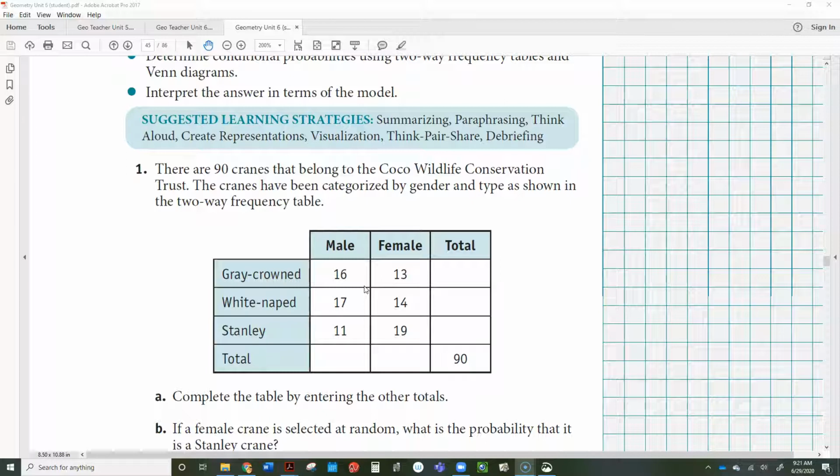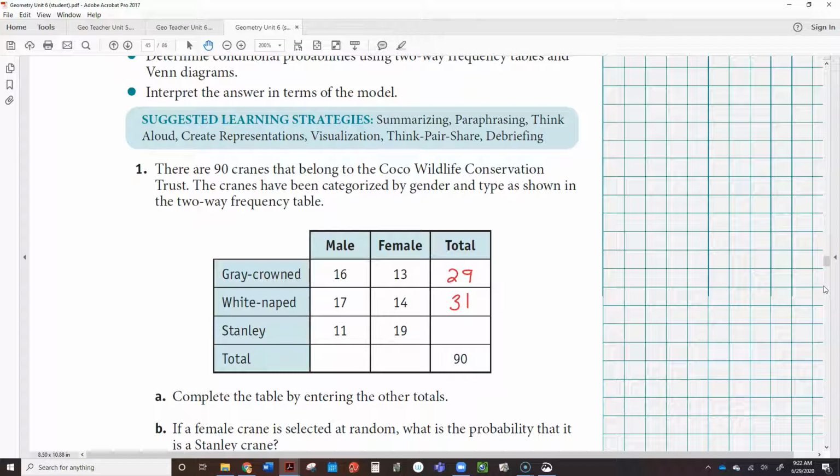So this is just asking us to say, okay, if we've got 16 male gray-crowned cranes and 13 female gray-crowned cranes, that's a tongue twister, how many total gray-crowned cranes do we have? So we just simply have to add that. And if my arithmetic is correct, I believe that's 29. And a total of 17 males and 14 females of the white-naped. That's 20, 31.